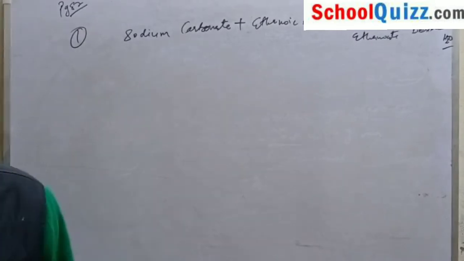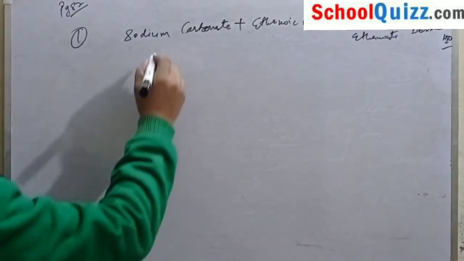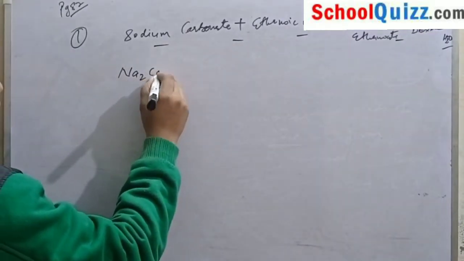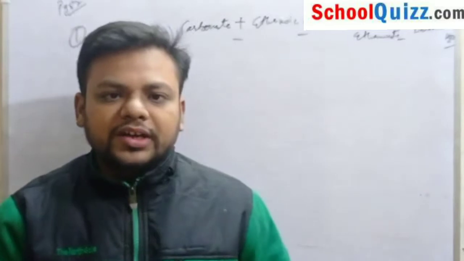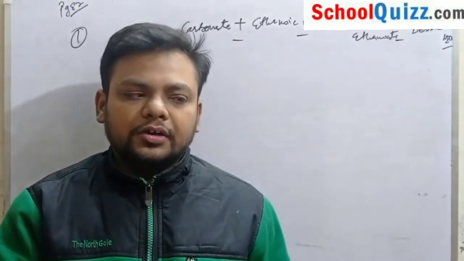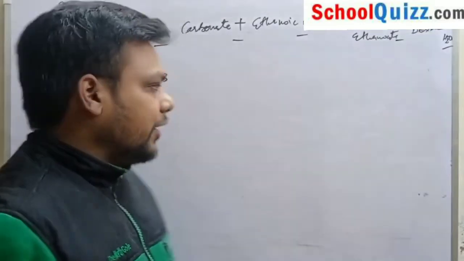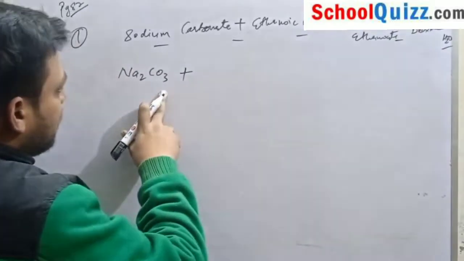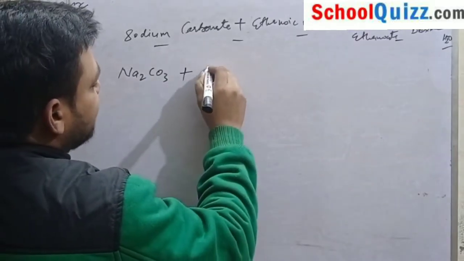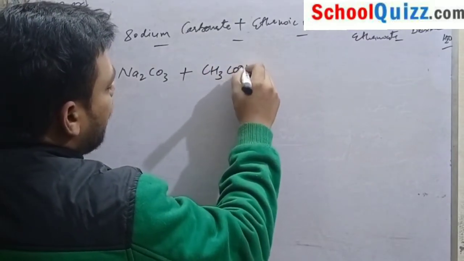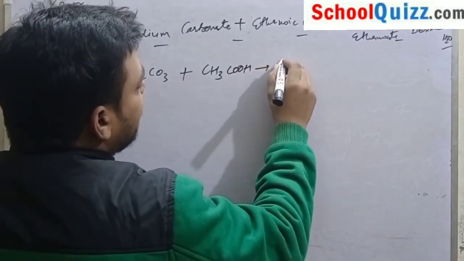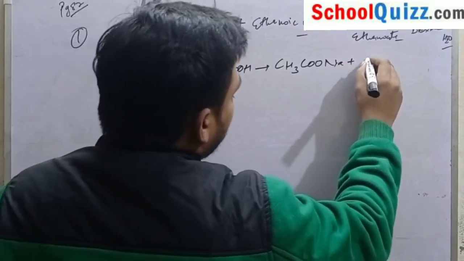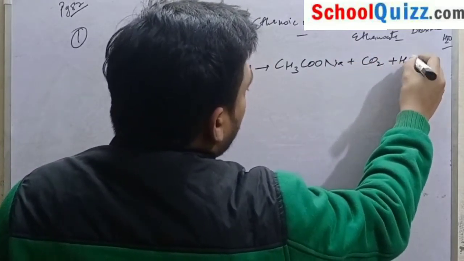If we see, the weights are given, like 5.3 grams. We can write it in the form of formulas. First of all, sodium carbonate, that is Na2CO3. In the next video, we will discuss how chemical formulae are made. So sodium carbonate plus ethanoic acid, that is CH3COOH, gives us sodium ethanoate, that is CH3COONa, plus carbon dioxide, CO2, plus water.